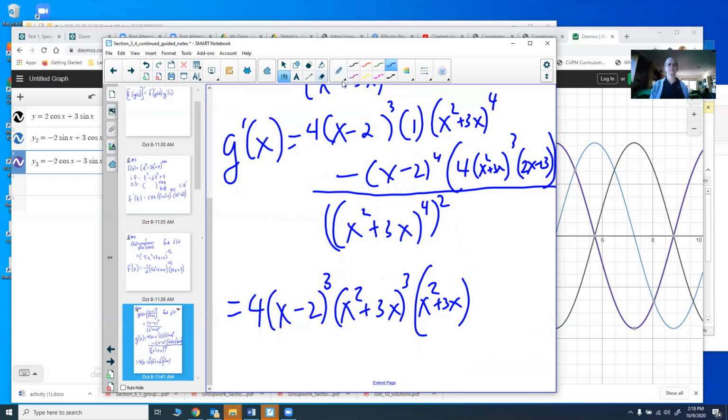Oops, don't close that yet. And then I'm going to subtract. I took out x minus 2, but I only took out 3 of them, so there's going to be 1 left.